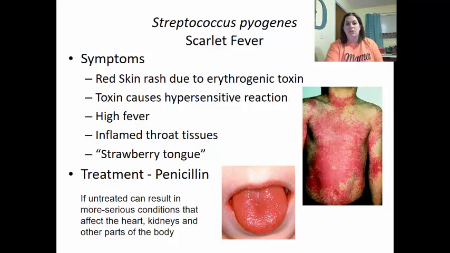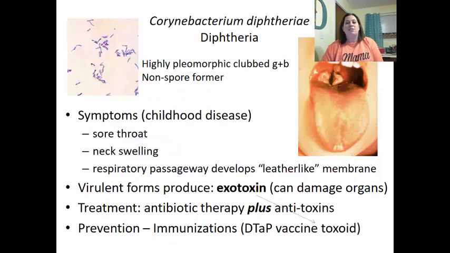where it can cause damage on the valves, as well as the kidneys and other body parts, depending on where it circulates to. Corynebacterium diphtheriae is also known as diphtheria. This is a highly pleomorphic, club-shaped, gram-positive bacillus. It is also non-spore forming. This is a childhood disease, and the symptoms include things like sore throat and neck swelling. The respiratory passage starts to develop a leather-like membrane.